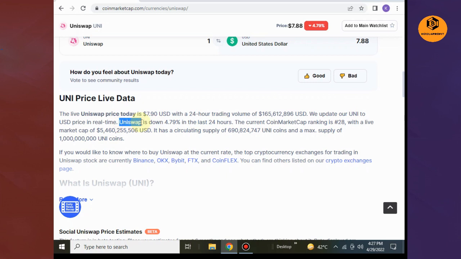So Uniswap is down 4.79% in the last 24 hours, and the current market cap coin ranking is 28 for this coin. And they are saying that the live market cap is $5,460,255,506 USD, and its circulating supply is 690,824,747 UNI coins, and a maximum supply of this many UNI coins.